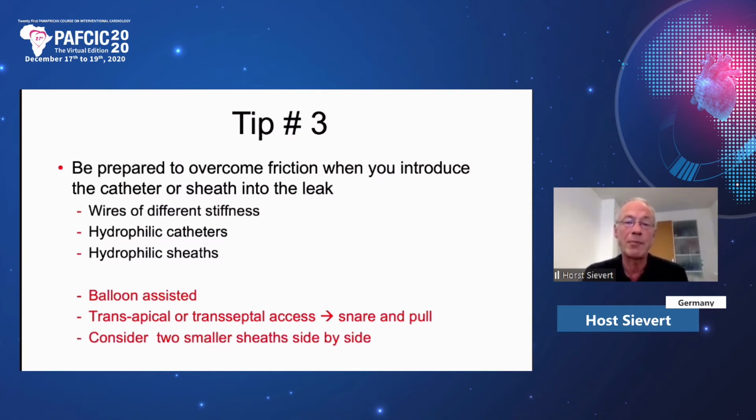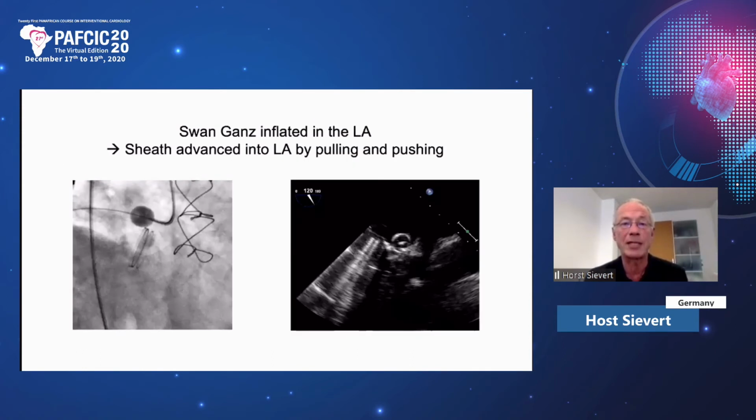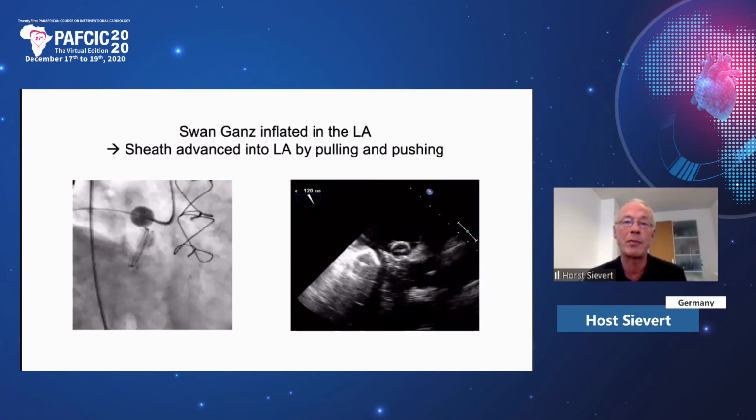Then transapical or transeptal access and snare and pull, creating an arteriovenous loop. And you could also consider, and this is also something you discussed in the live case, consider two smaller sheaths side by side. I will just explain what I mean with balloon assisted.